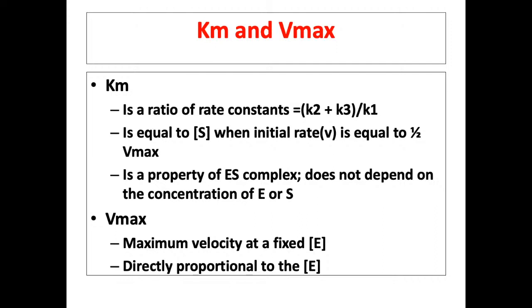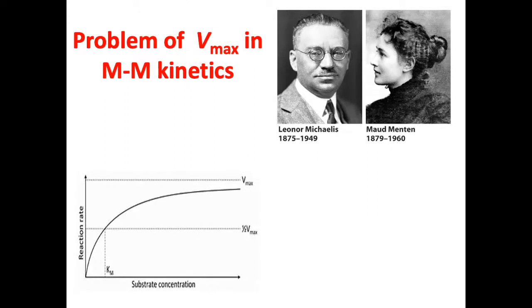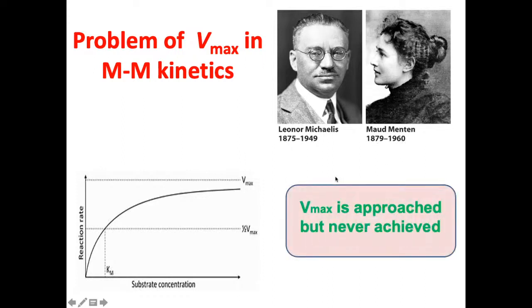And the Vmax is the maximum velocity at a fixed enzyme concentration and is directly proportional to the enzyme. The problem of Vmax in Michaelis-Menten kinetics is that it will never be reached. Michaelis lived from 1875 to 1949, and Maud Menten from 1879 to 1960. So Vmax is approached but never achieved.